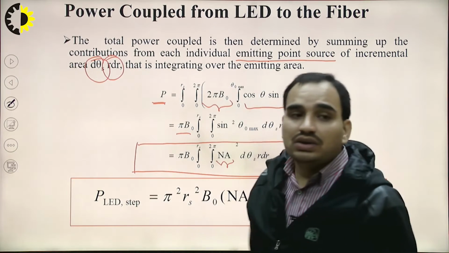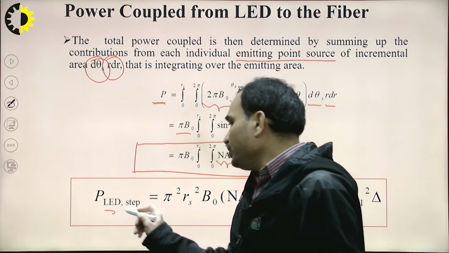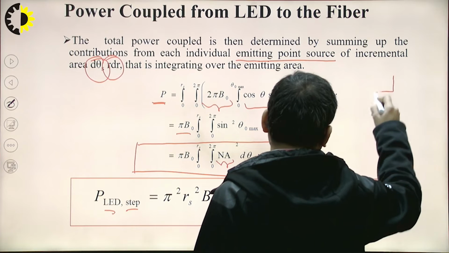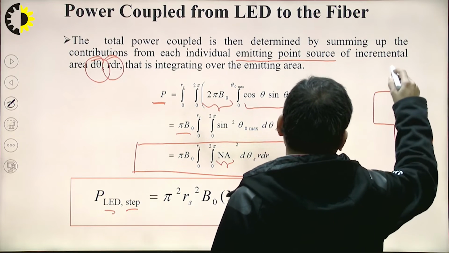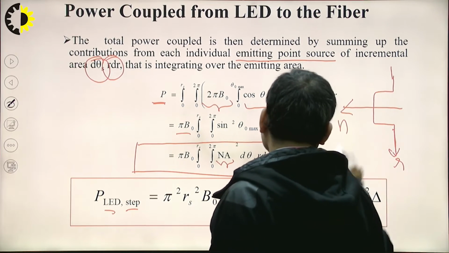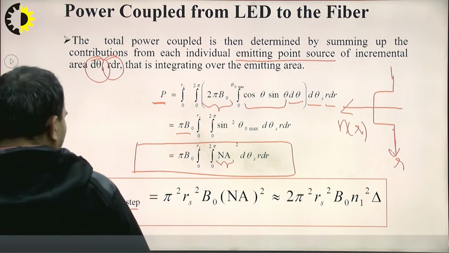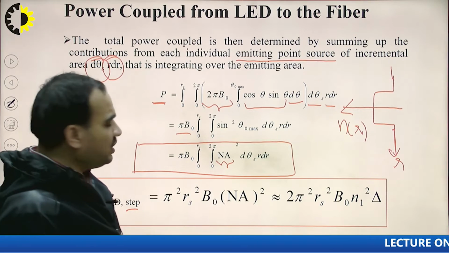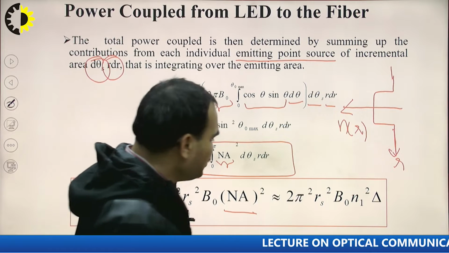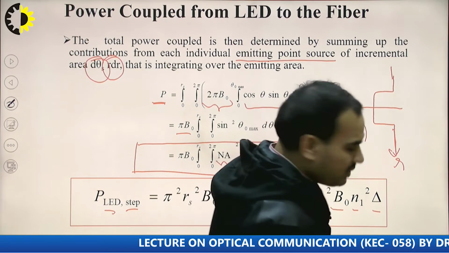So for the power that is coupled from the source, that is the LED, to the step index fiber. A step index fiber has this profile of the index, that's why we call it a step index fiber, with the refractive index profile with respect to radius. So this is the profile for the step index. It is given by pi square rs square B naught numerical aperture whole square, and that is approximately equal to 2 pi square rs square B naught n1 square delta.